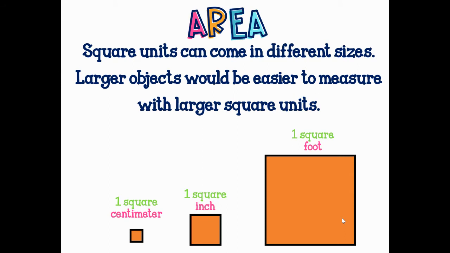Square units can come in different sizes. Larger objects would be easier to measure with larger square units. Notice how my first square is little bitty. The side lengths are still 1, but they're 1 square centimeter. My next square is a little bit bigger, and that's because it's being measured in inches. And then my next square is even bigger because they're measuring it in feet.